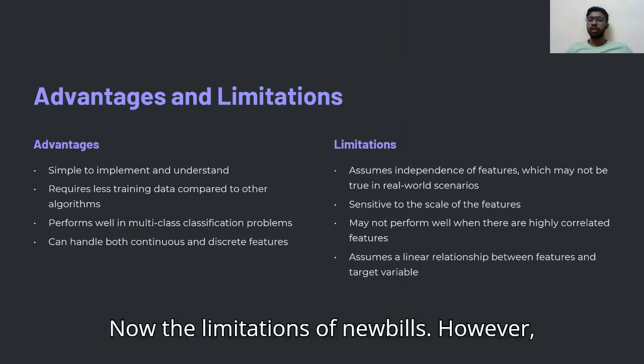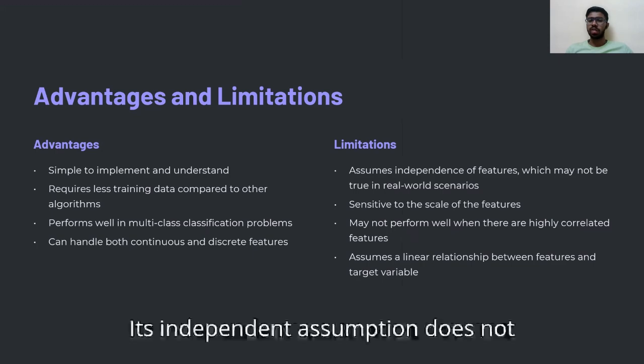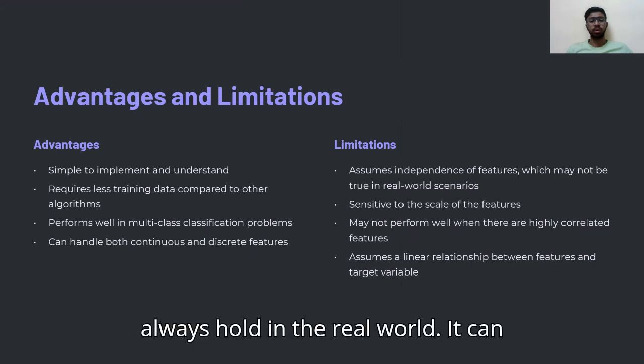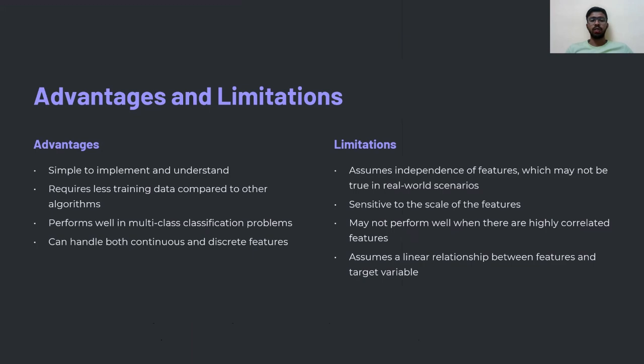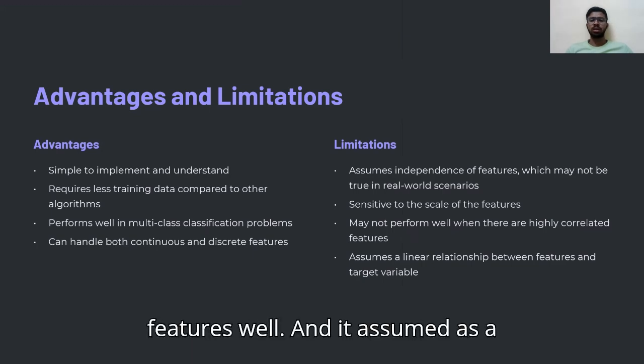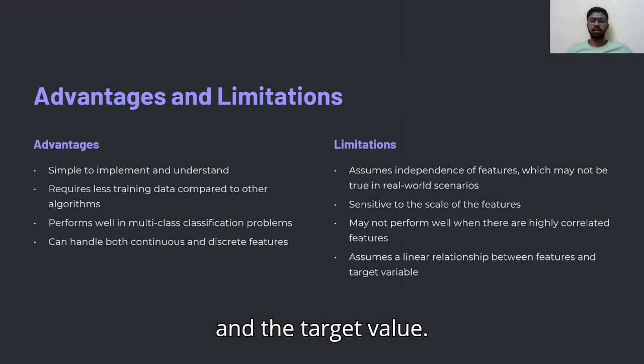However, now the limitations of Naive Bayes. Naive Bayes does have its limitations. Its independence assumption does not always hold in the real world, and it can be sensitive to the scale of features. Also, it does not handle highly correlated features well, and it assumes a linear relationship between the features and the target variable.